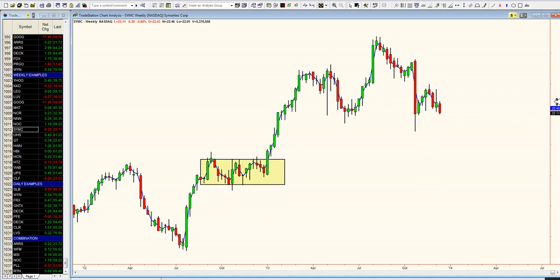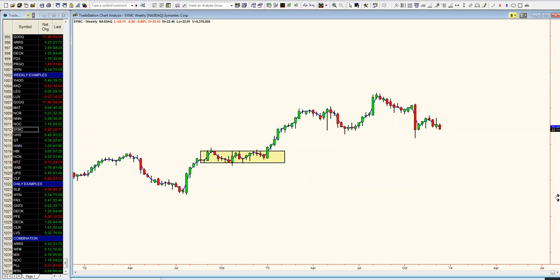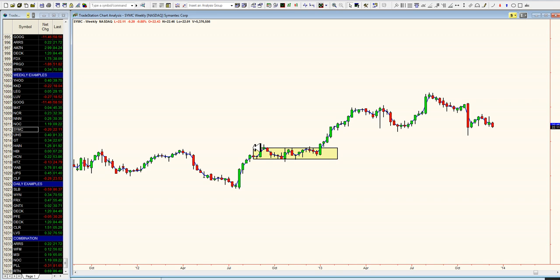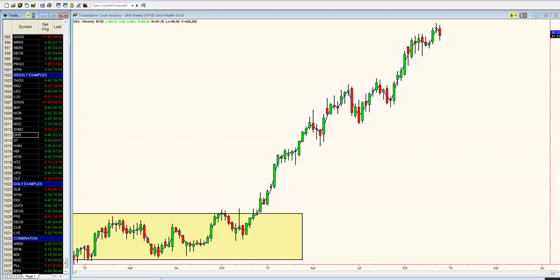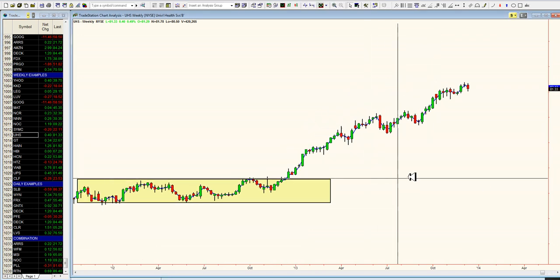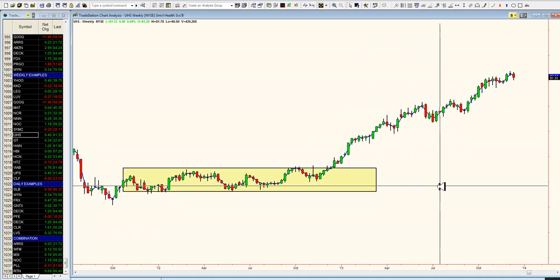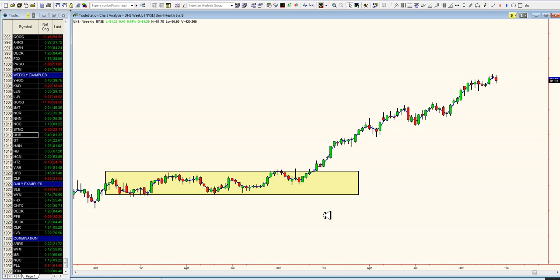SYMC, nice breakout again. We look for a run, a sideways move, multiple weeks of compression, and then a breakout. And you can see SYMC is now consolidating again. UHS. By this point, you should begin understanding why I like to look at breakouts, especially these on the weekly chart. They can be explosive.